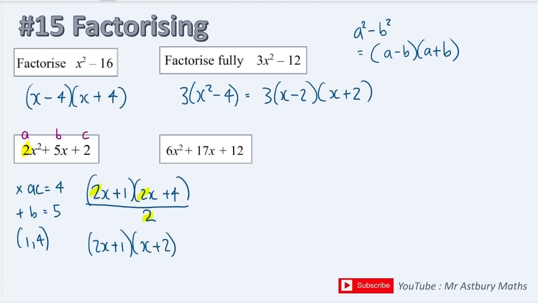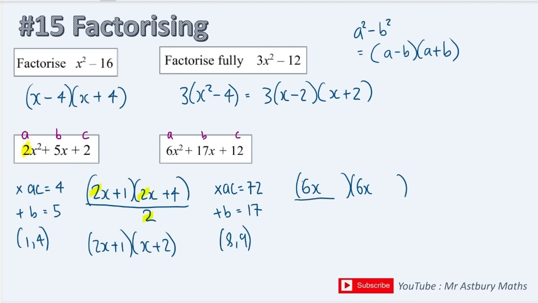Let's do another example. I write a, b, c. I need to find two numbers that times to make ac, and ac in this case is 72. They have to add to make b, in this case, that's 17. So the two numbers that do that are 8 and 9. I then write 6x, 6x all over 6, and all because the a term is 6.